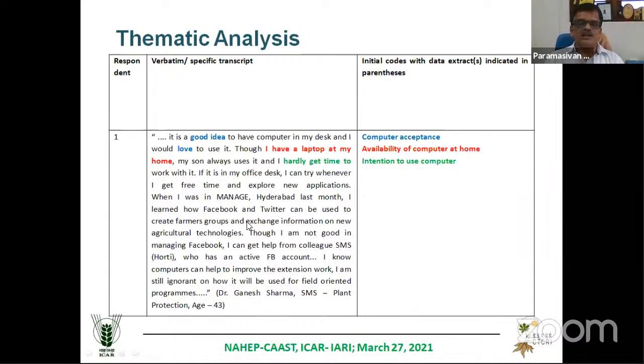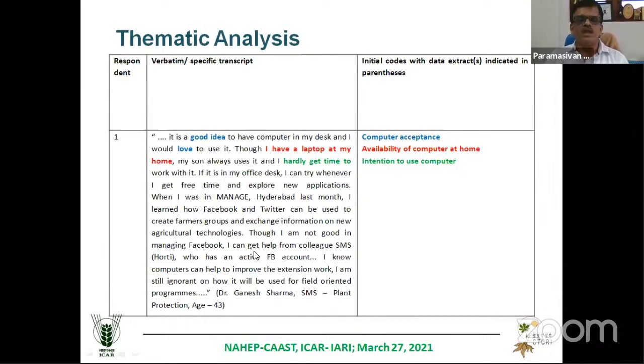This sentence clearly indicates computer self-efficacy. It means he attended a training program and he learned how to use this. That means that he is confident of using this computer. You can use either the word computer skill or computer self-efficacy.